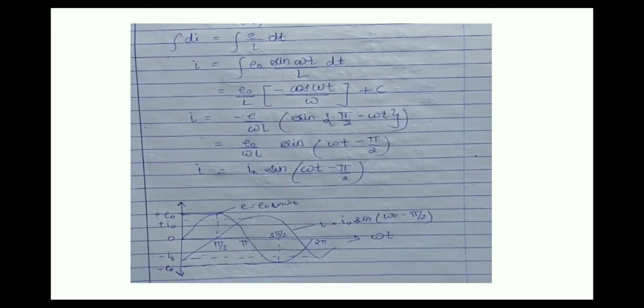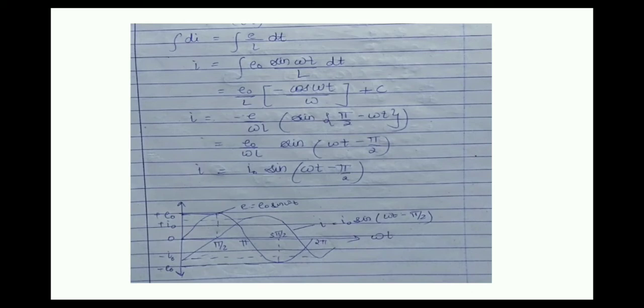This constant of integration is time independent and has dimensions of current. As the EMF oscillates about zero, there cannot be any component of current which is time independent. So we obtain I equals minus E0 by omega L into cos omega t, and cos omega t is nothing but sine pi by 2 plus omega t. I equals E0 upon omega L into sine omega t minus pi by 2. We obtain the final equation I equals I0 sine omega t minus pi by 2, according to equation number 3.